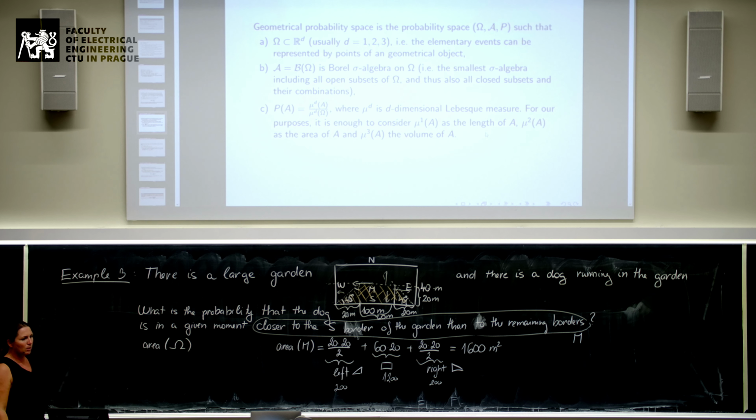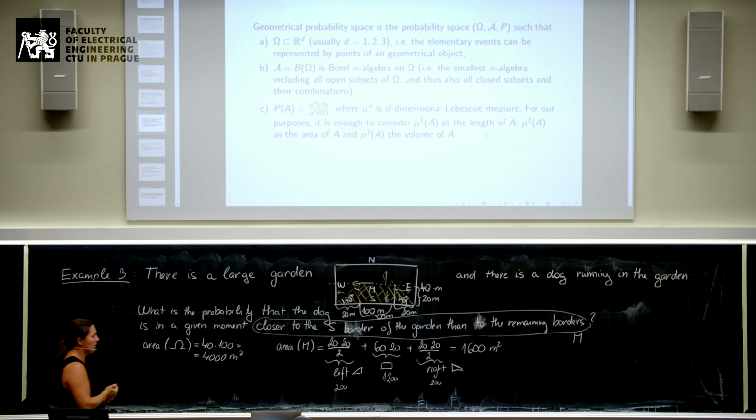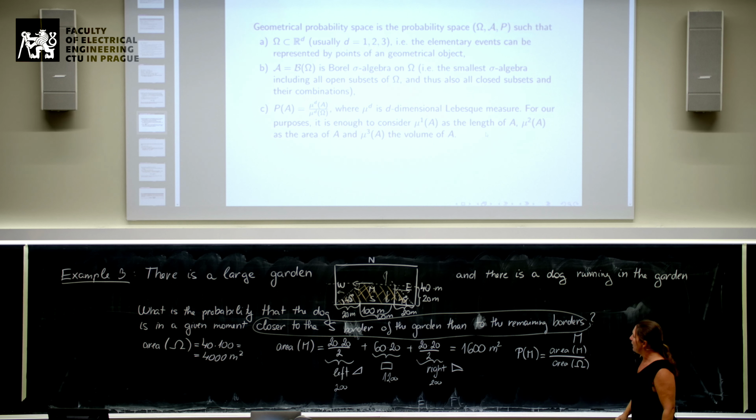The area corresponding to the region of all elementary events is the area of the whole garden. It is 4,000 square meters, and it means that the probability of the dog being closer to the south border than to the remaining borders is the ratio of the area of M over the area of the garden, which is 1,600 over 4,000. So it is 0.4.